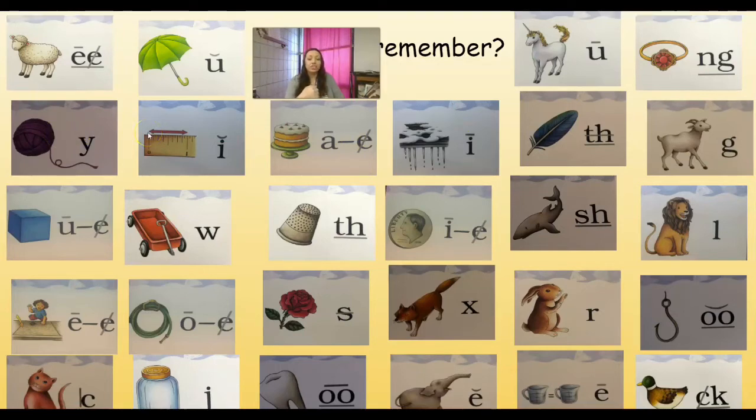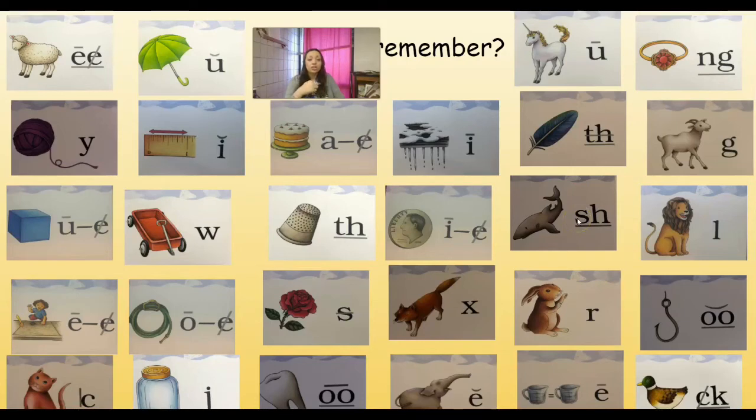Yarn, Y. Inch, I. Cake, A consonant E, very good. Icicle, I. Feather, digraph TH, very good. Goat, G. Cube, U consonant E. Wagon, W. Thimble, digraph TH. Dime, I consonant E.